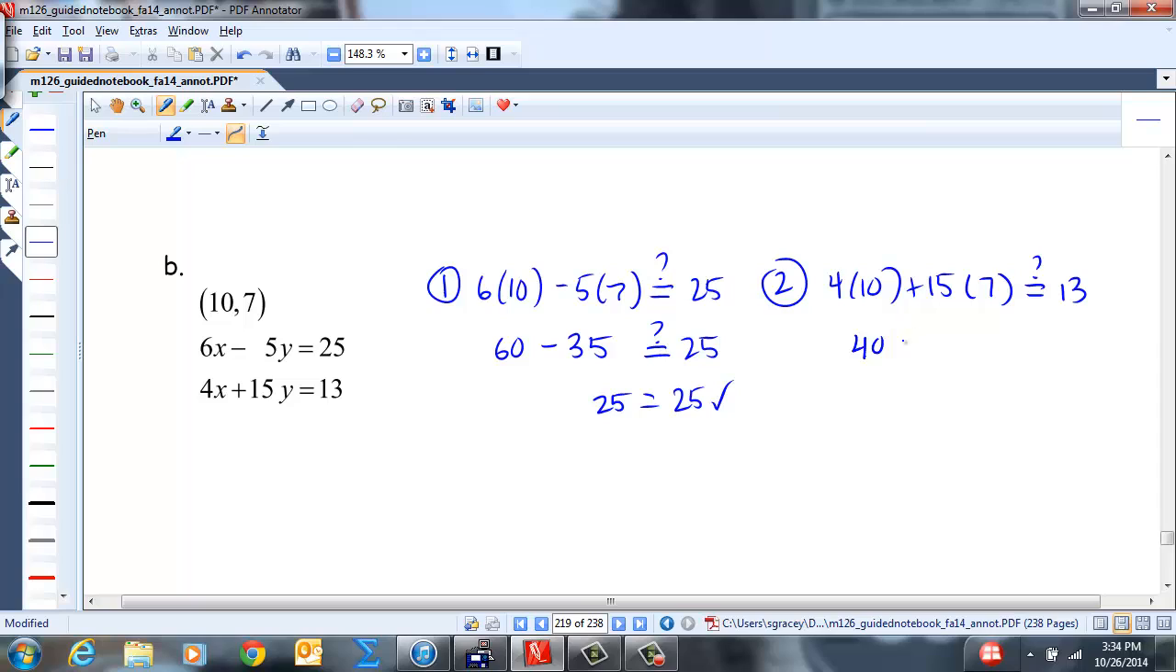4 times 10 plus 15 times 7, is that equal to 13? Well, 40 plus 105, is that equal to 13? I think you can see that it's not. 145 is not equal to 13, so it fails, so we would say no. Even though it worked for the first line, it didn't work for the second line, so the ordered pair is not a solution to the system.